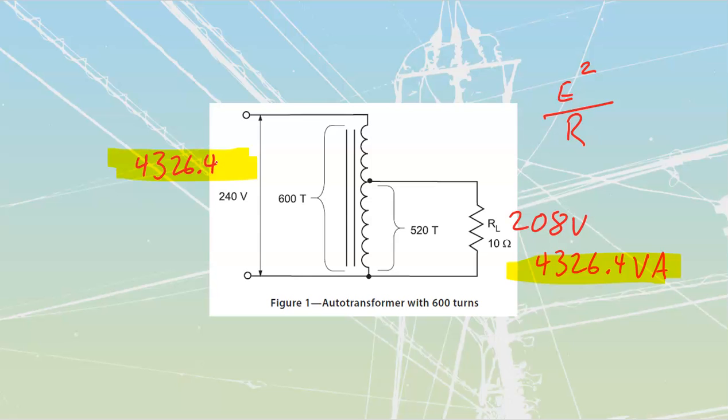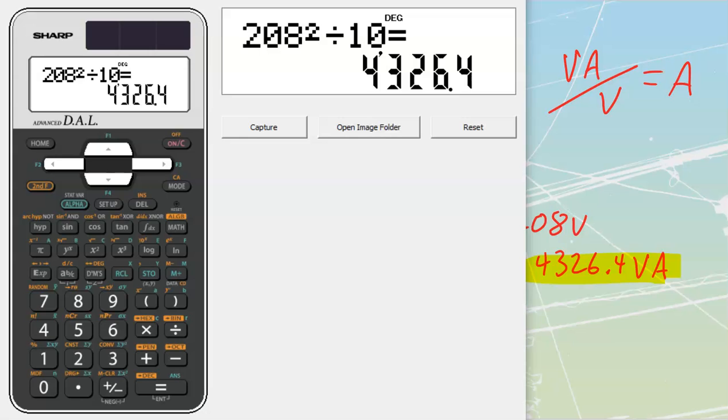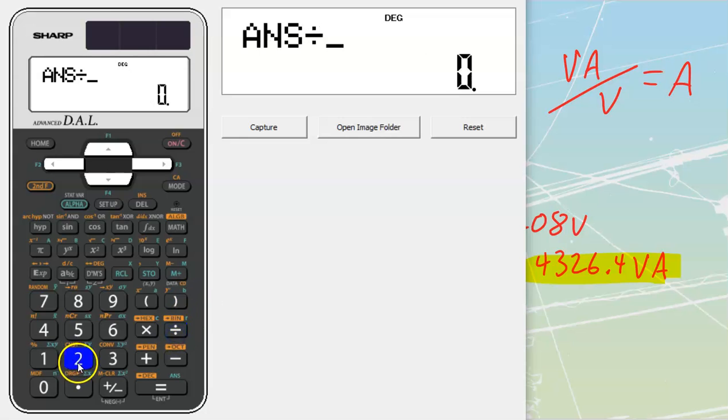And what I can then do is on both sides, I can take my VA and divide my VA by the volts to figure out what I've got for my amps inside of there. We're just going to take our VA, divide out the volts, giving us the amps that we are going to have out of there. So we'll take this 4326.4, we'll divide it by 208, which gets me to a value of 20.8 amps.